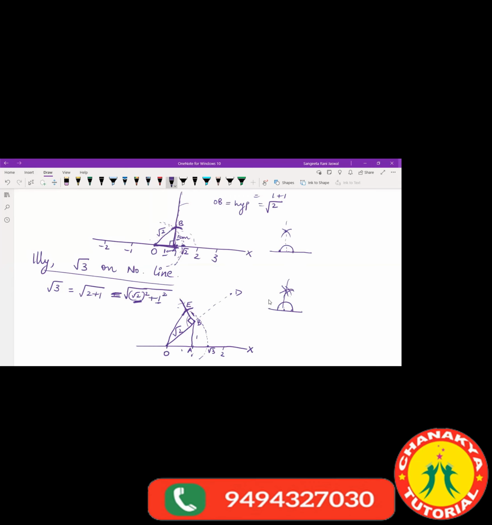Understood, children? With OE as radius, make a big arc that cuts the x-axis at some point, and from 0 to that point is the distance root over 3. I give this point a name, since we haven't named it anywhere, so we'll give it the name C. All right? Is this clear to all?